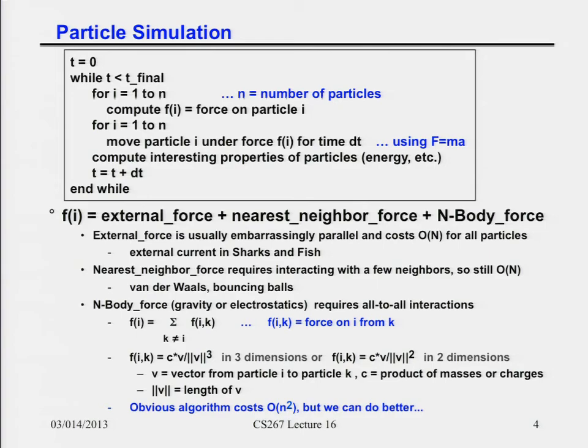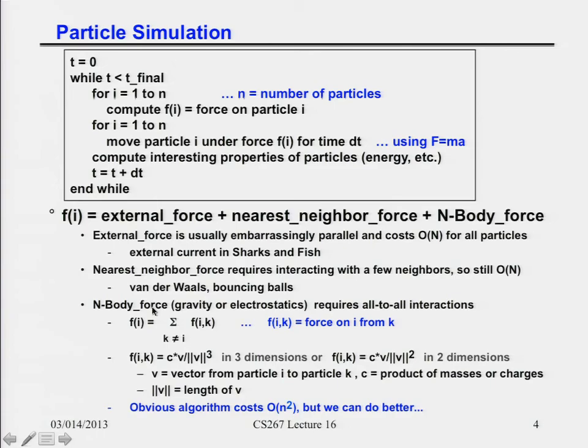Like if you're a fish in an ocean and there's an external current, that's all there is to it. Nearest neighbor, that was your homework assignment, where you're only interacting with particles that are within a small distance of you: bouncing balls, van der Waals forces. That also can get down to order n if you come up with a clever algorithm for your homework assignment. And the one I'm going to concentrate on today is where everybody depends on everybody.